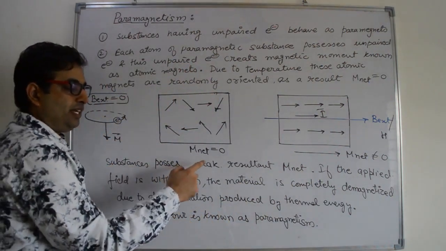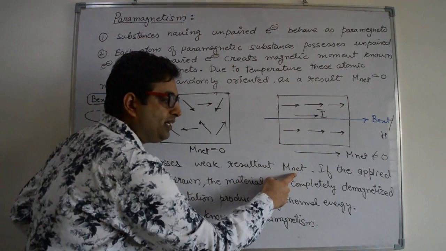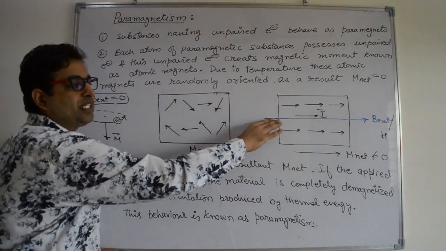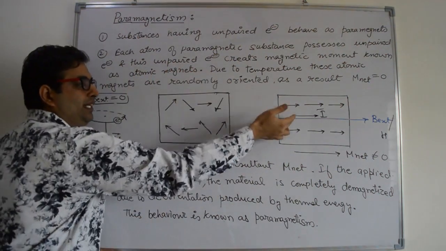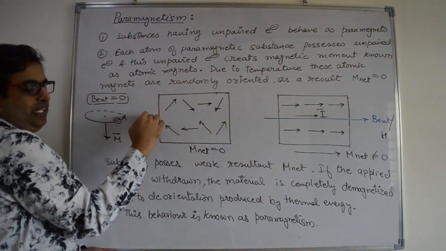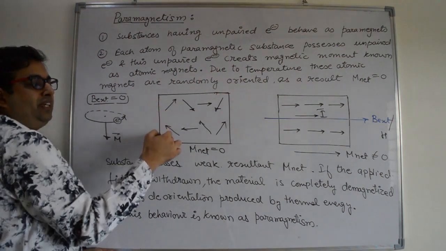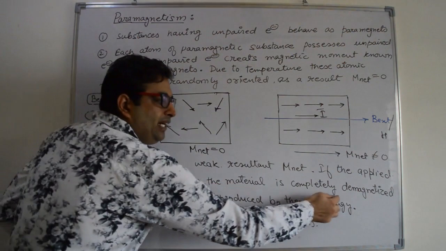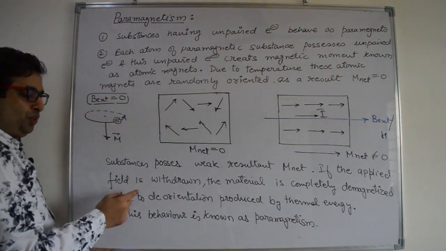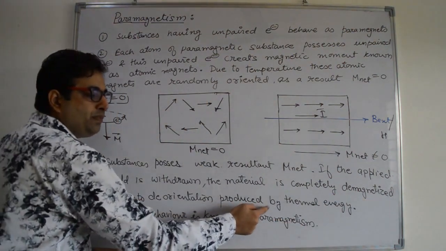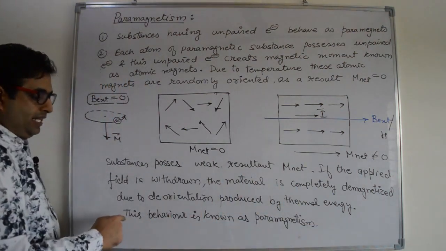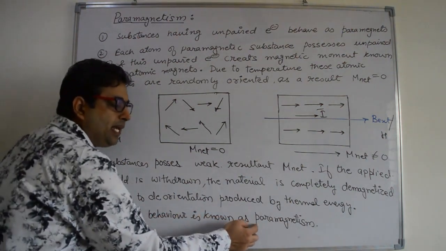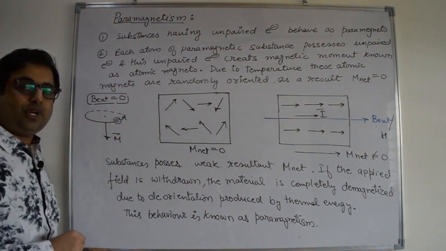Substances possess weak resultant magnetic moment if applied field is withdrawn. If we remove this external magnetic field, these atomic magnets will change their direction, and again net magnetic moment will be equal to 0. So completely demagnetized due to disorientation produced by the thermal energy. And this behavior of this type of material is known as paramagnetism. Got it?